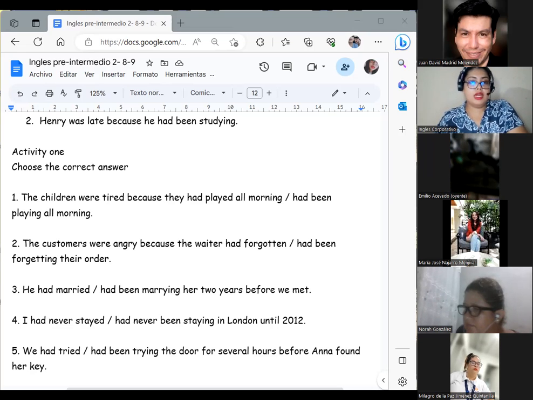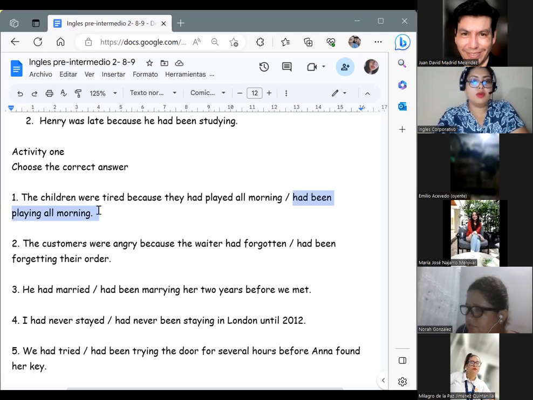The first one, the children were tired because they had played all morning. Los niños estaban cansados porque habían jugado toda la mañana. I guess it's the second one. Okay, in this case, it's the second one. Yes. Why? Because we are talking about two different actions, and we are talking about one that is like talking about the cause.